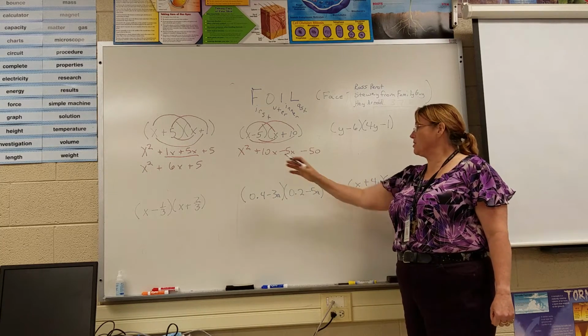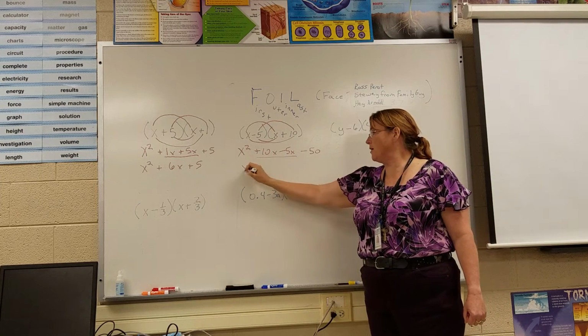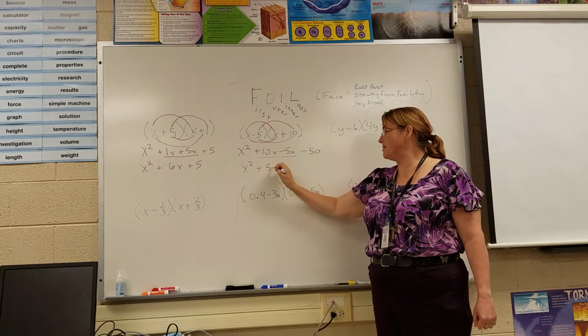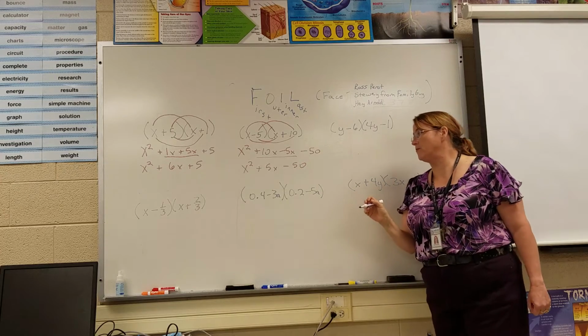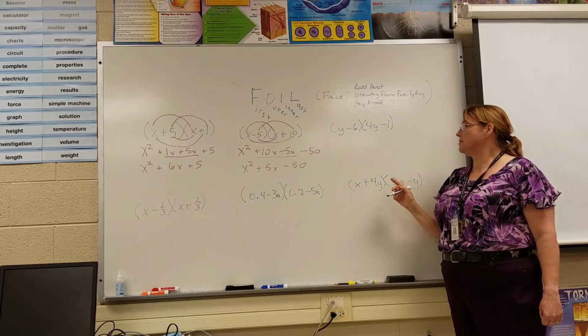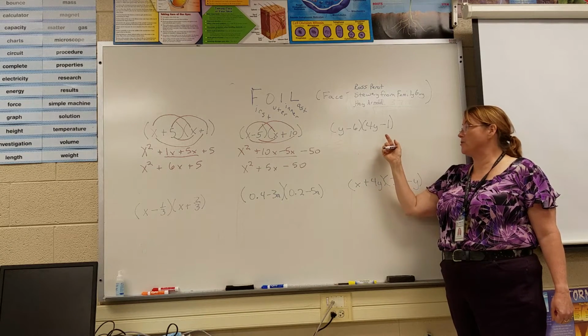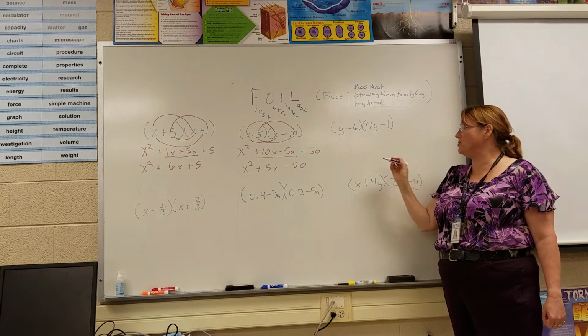So now we can look to see, can we combine anything? Yes, we can. So we'll say x squared. 10 take away 5 is plus 5x minus 50. So that's the second one. Sometimes you're not going to just get x's. Sometimes they'll use y's, or they'll use other letters, and sometimes it won't be just letters. It'll be letter number combos.